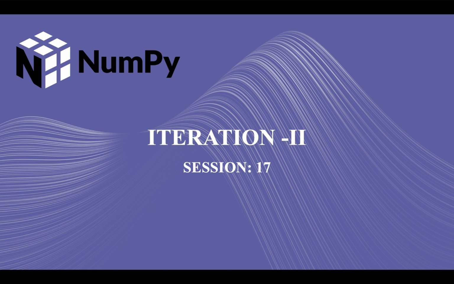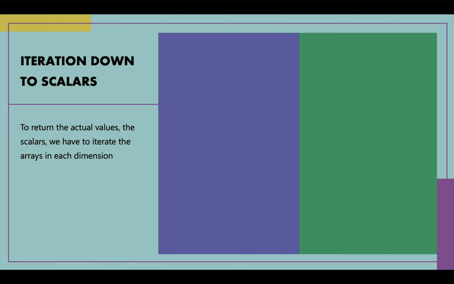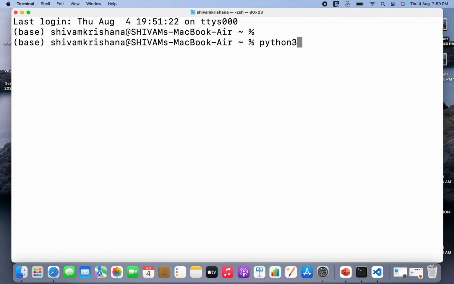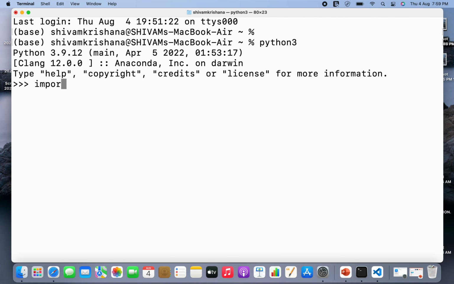In our last lecture, we covered the basics of iteration and today we are gonna continue with this topic. So let's get started. So, iteration down to the scalars. To return the actual values, the scalars, we have to iterate the arrays in each dimension. Now let's see how. So let me just write python3, hit enter and import NumPy as np as usual.